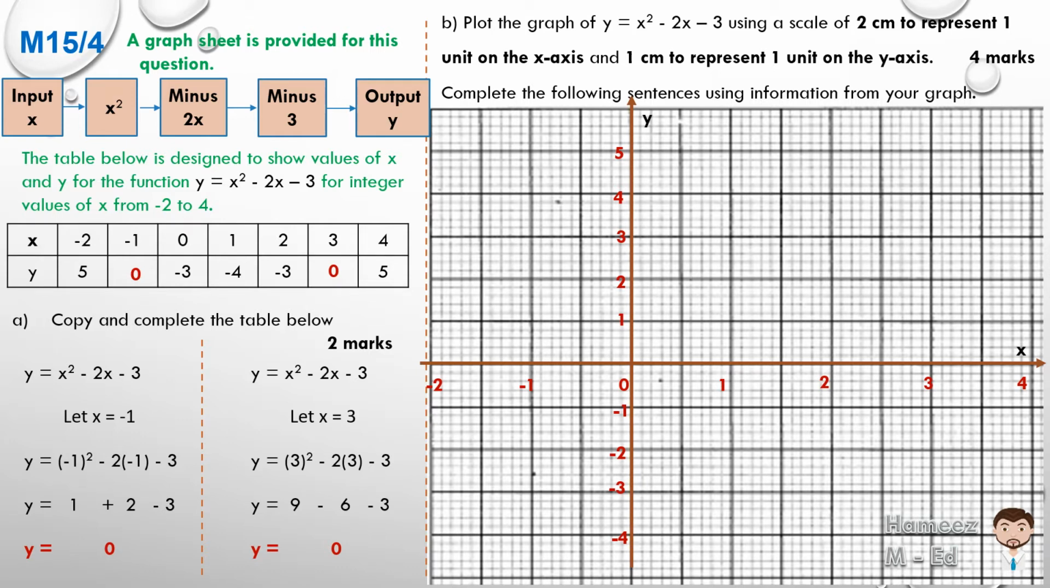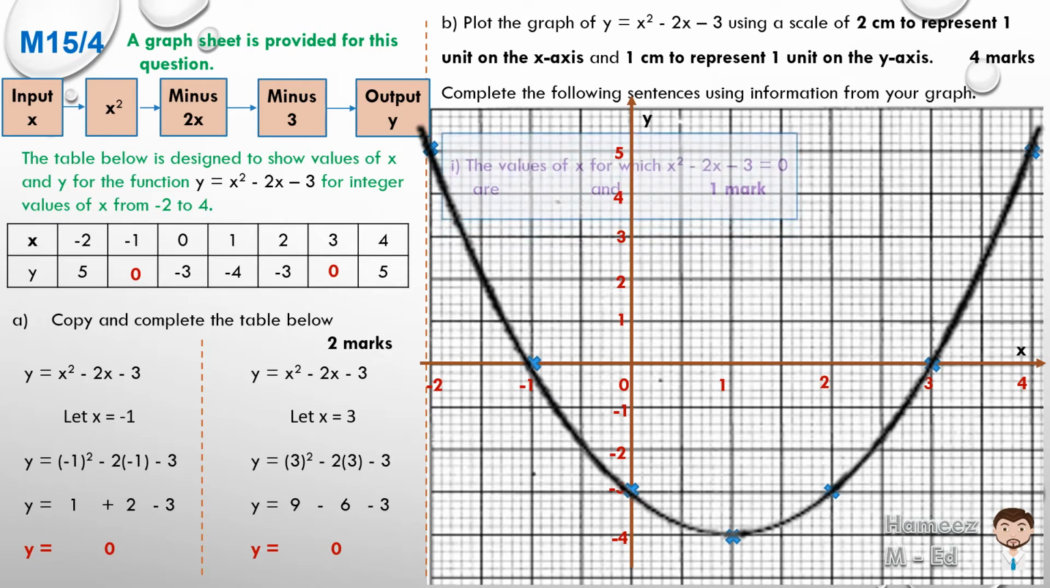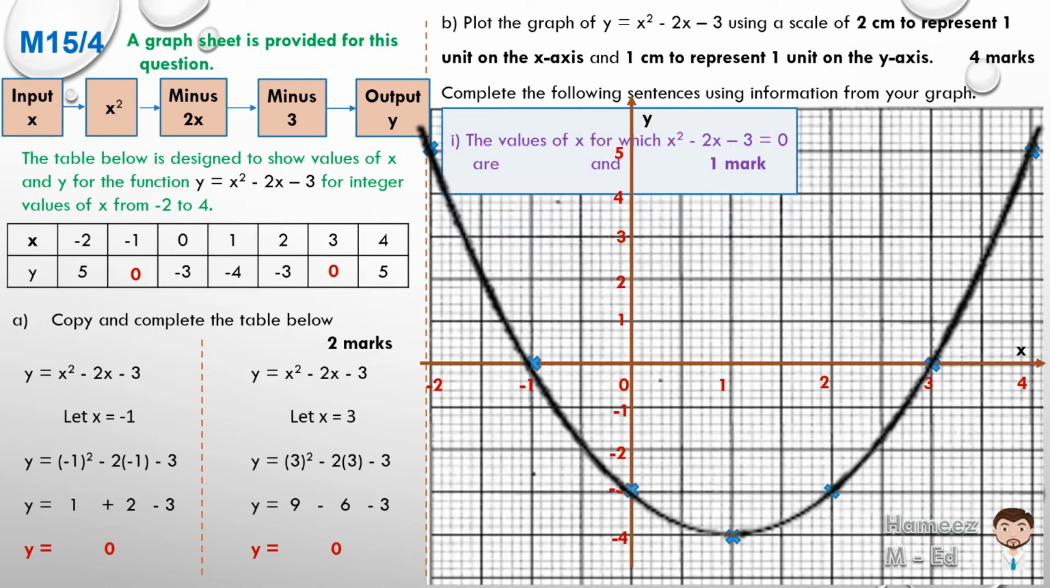Let's plot the graph. So we need to take the points minus 2, 5, and put it in; minus 1, 0; 0, minus 3; 1, minus 4, which is the lowest point on the graph; 2, minus 3; 3, 0; and 4, 5. And let's connect the dots. And that is plotting the graph. That's worth 4 marks.